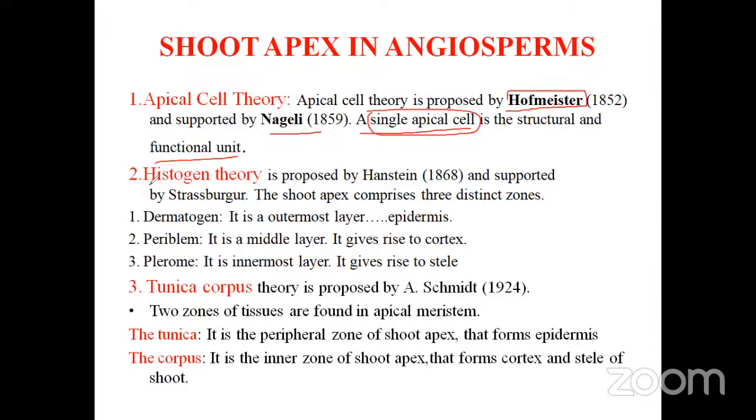Next important theory, histogen theory. This is important for short answers also: histogen theory and tunica corpus theory. The histogen theory was proposed by Hanstein and supported by Strasburger. According to the histogen theory, the shoot apex consists of three distinct zones: dermatogen, periblem, and plerome.